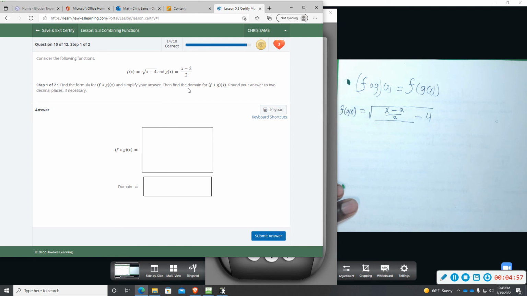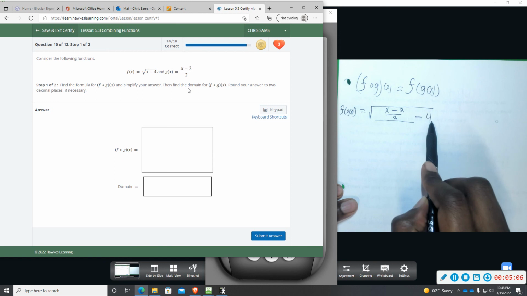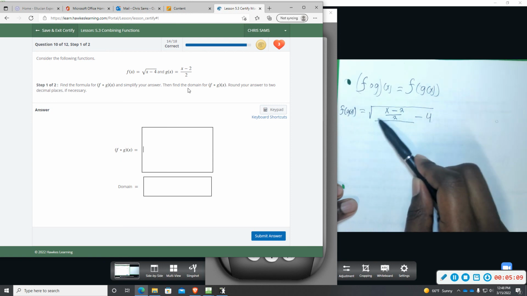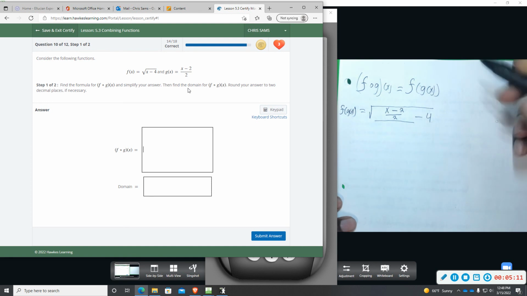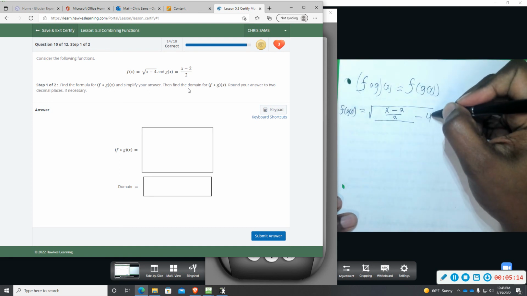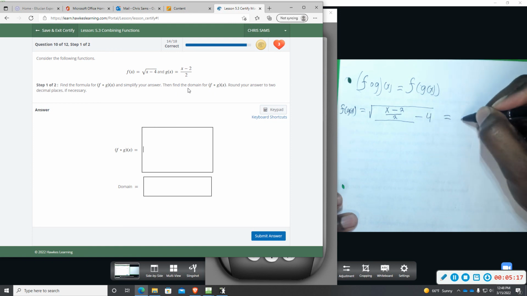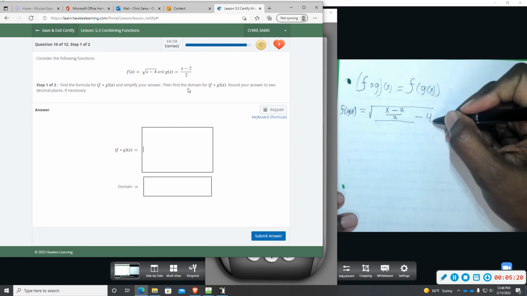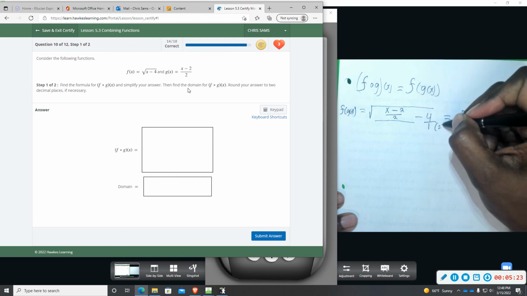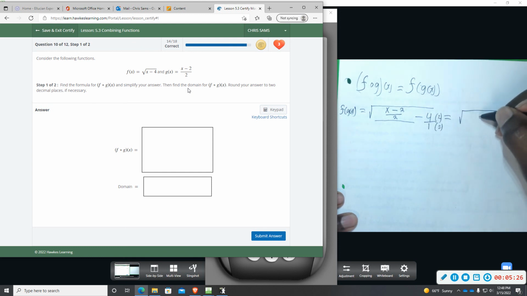Now, I don't think there's much that we need to do with simplifying. We can get a common denominator and simplify these two, but I don't know if they want us to. Let's go ahead and do it. If I rewrote 4 as a fraction with the denominator of 2, so think about 4 over 1, I have to multiply by 2 on top and bottom. So that would give me x minus 2 over 2, and then minus 4 times 2 is 8, and then 1 times 2 is 2. So we have the same denominator.